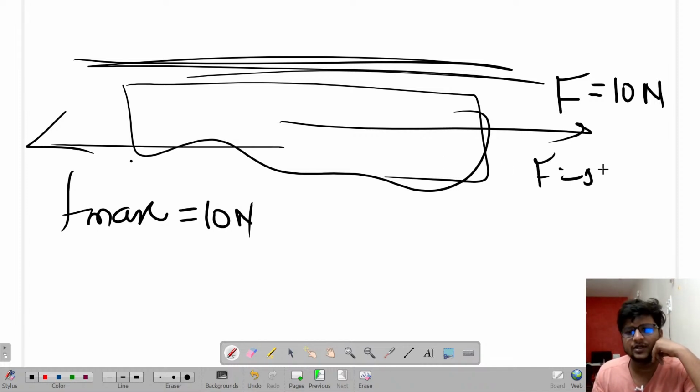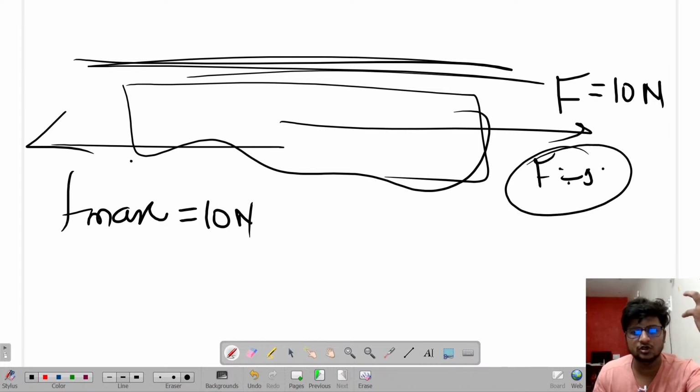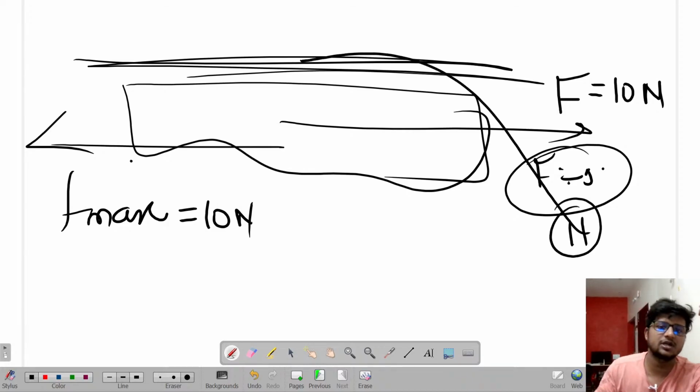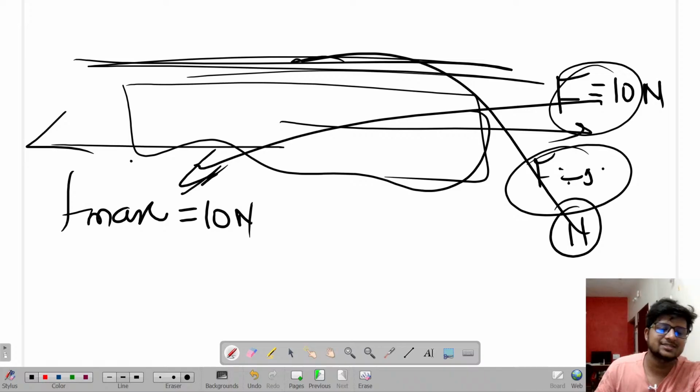Imagine if you apply 9 Newton, will the body ever come into a state of motion? No. If I apply 11 Newton, of course the body will come into motion. But 10 Newton is that value where the body has a tendency of motion. Yes or no?